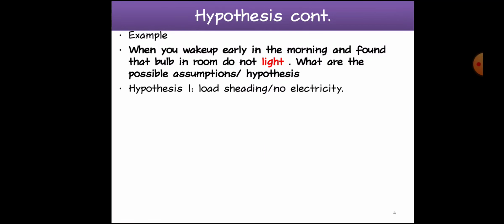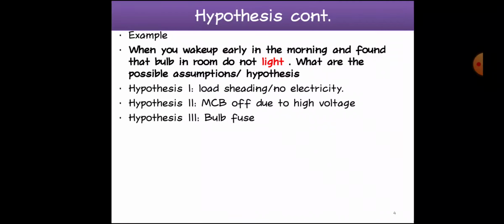Example: when you wake up early in the morning and find that the bulb in the room does not light, what are the possible assumptions or hypotheses? Hypothesis 1: load shedding or no electricity. Hypothesis 2: MCB off due to high voltage. Hypothesis 3: bulb fuse. Hypothesis 4: short circuit, and so on.